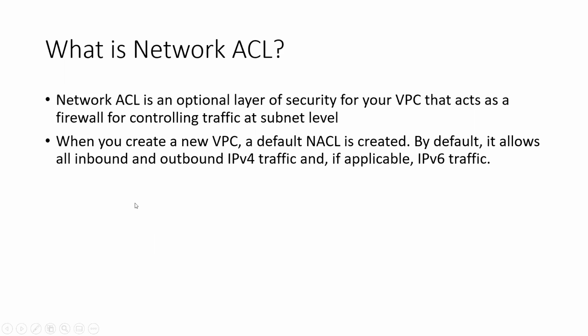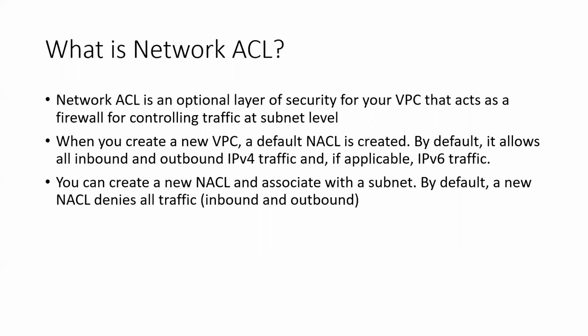So when you create a new VPC, a default NACL is created. Automatically it gets created. And by default, it allows all inbound and outbound IPv4 traffic, and if applicable, IPv6 traffic. It allows both of them by default when you create a new VPC, because this is an optional and additional layer of security at the subnet level. But it's a very good tool for security.